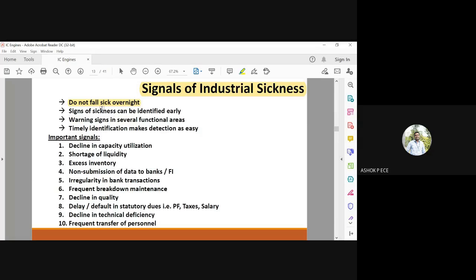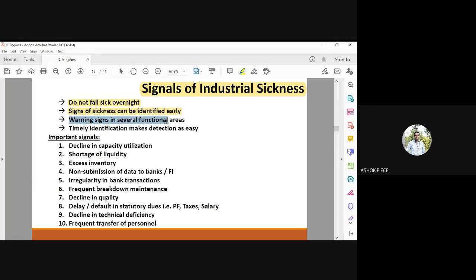So you cannot say that sickness will come overnight, and the signs of sickness can be easily identified. The first thing is a reduction in profit. That is the first thing you identify to know whether you are entering the sickness phase or not. The company might have been going good, getting good profit, but the profit you got last year is not the same as what you get this year. The reduction in profit is one reason which can induce industrial sickness.